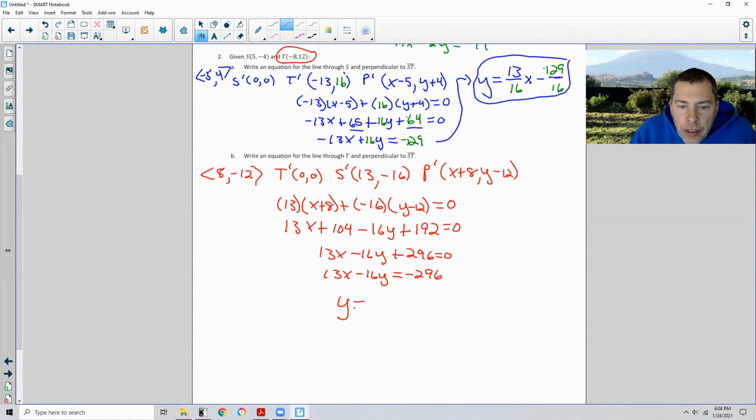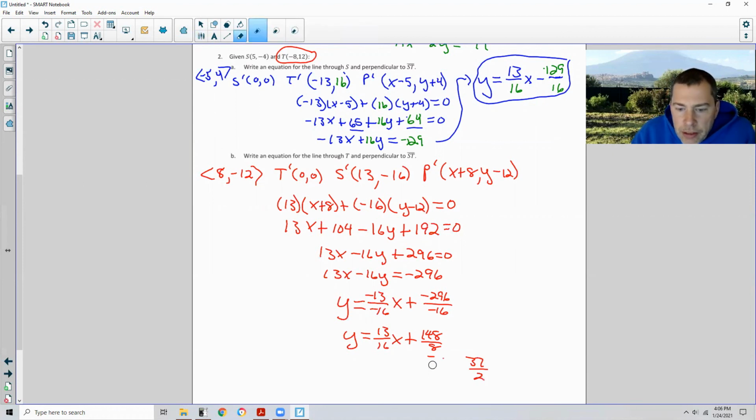Putting that in slope-intercept form, you take negative A over B times x plus C over B. And then simplifying that, I'm going to get 13/16 x plus 296/16. Well, half of 296 is 148 over 8. That still reduces, so 148 over 8 is 74 over 4. And that reduces, half of 74 is 37 over 2. And there's our reduced amount.